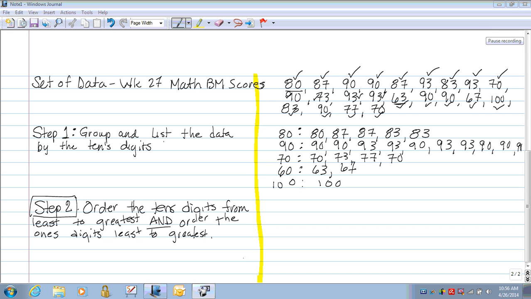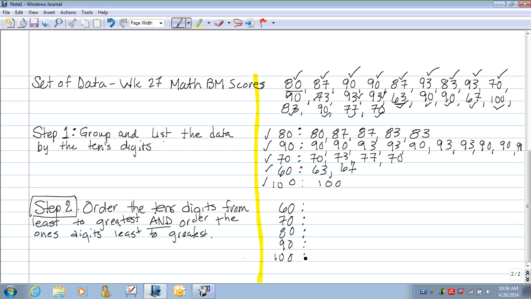Well, what do I mean by that? If I look at my numbers that I set out up here, I have the 80s, 90s, 70s, 60s, 100. I want to put them in order. So the least tens are the 60s, so that's going to go first. And then I have the 70s, and then next would be 80s, 90s, 100s.